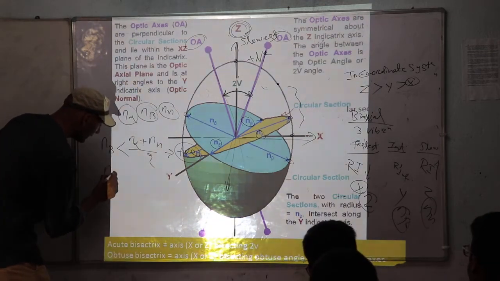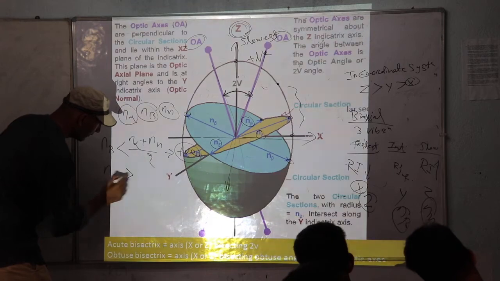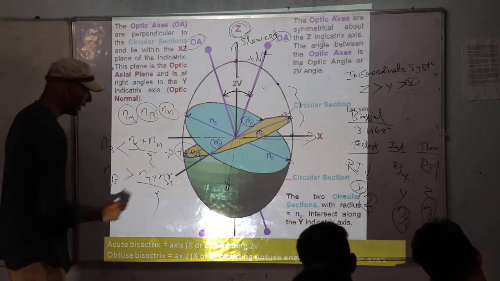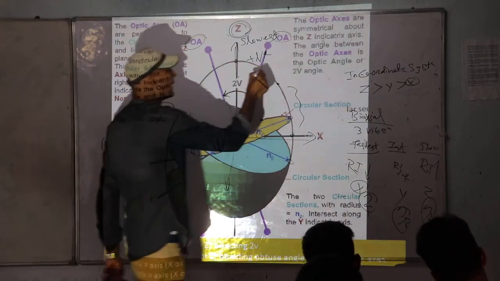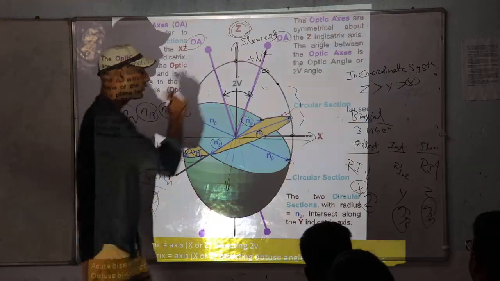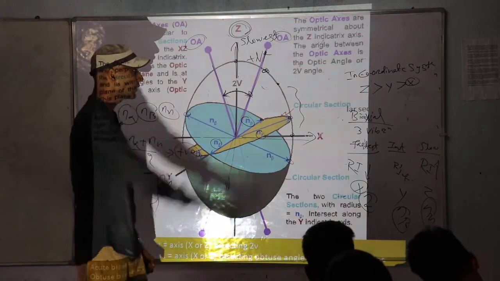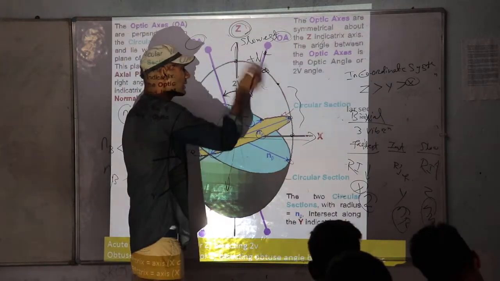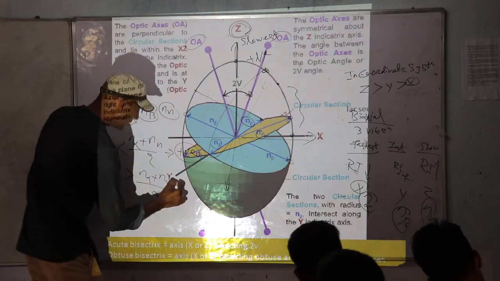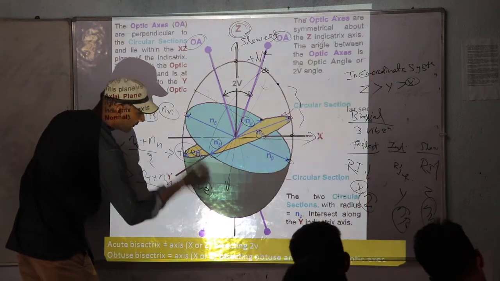So the mineral is positive. If n beta is greater than n alpha plus n gamma by 2, then what happens? You get the circular section somewhat here, which is closer to the Z axis. If the circular section is closer to the Z axis like this, the optic axis will be closer to X. So the mineral is negative.